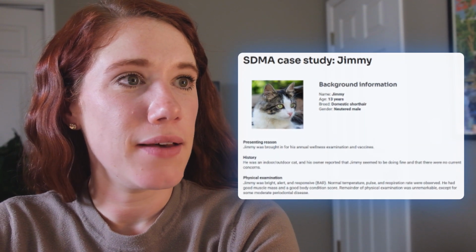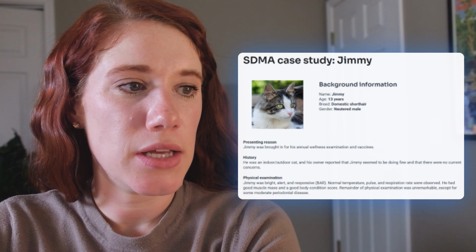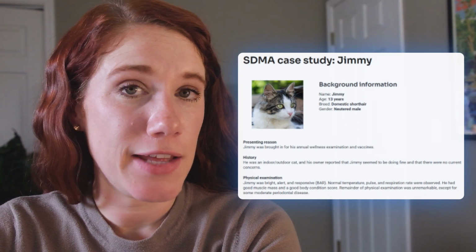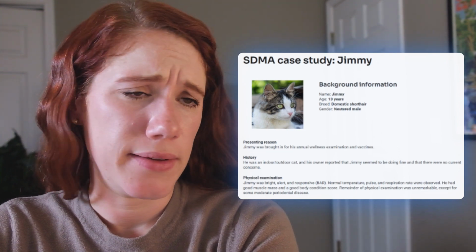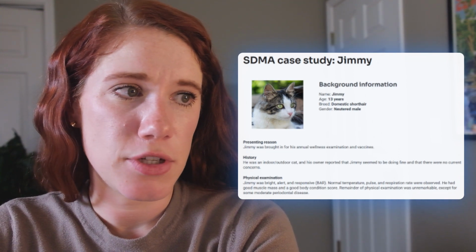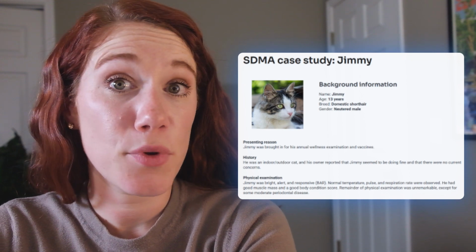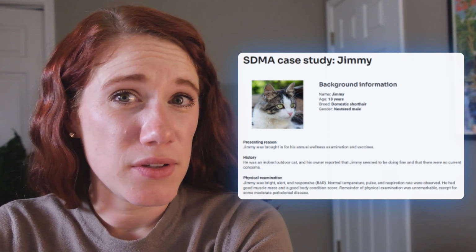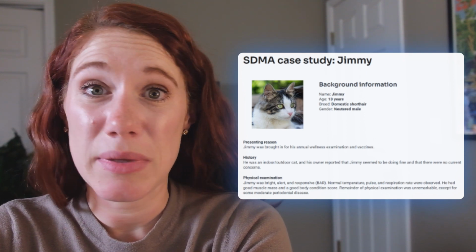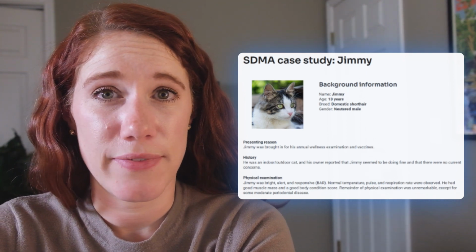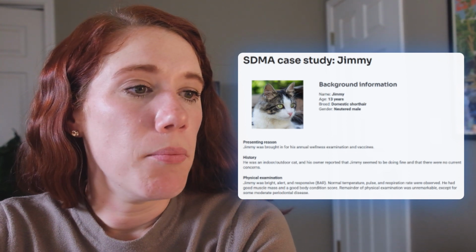So here we have Jimmy. Jimmy was brought in for his annual wellness exam and vaccines. Let me back up. We need to do this segment. Jimmy, 13-year-old, domestic short hair, male neuter. Great. We're 13. We definitely want to recommend some blood work and just some routine, maybe a senior panel, because after 7 years of age, they're considered a senior citizen, but don't tell him.